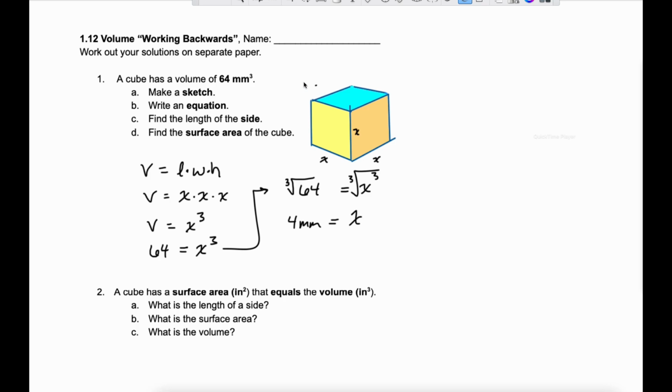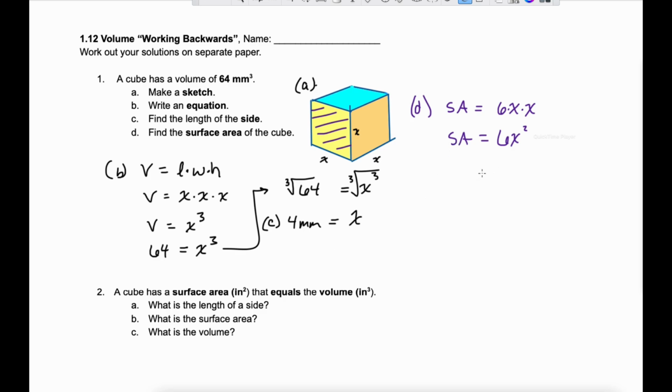I made the sketch, that was part A. I wrote an equation, that's part B. I found the length of the side, that's part C. And now find the surface area of a cube, part D. The surface area of a cube: one side would be x times x, the area of one square. And there are 6 congruent squares, so 6 times x squared, or 6x squared, is the area equation for a cube.